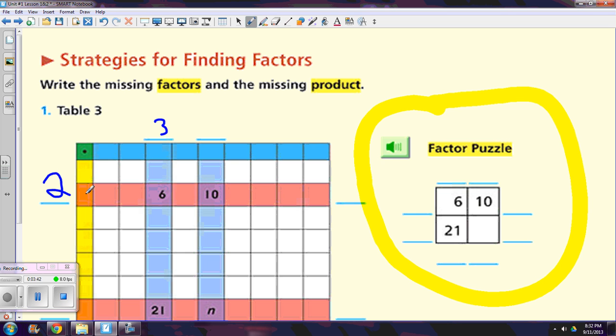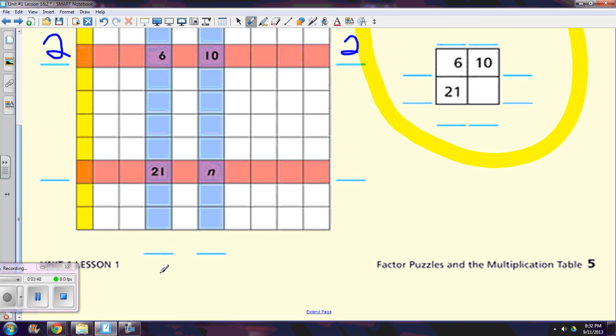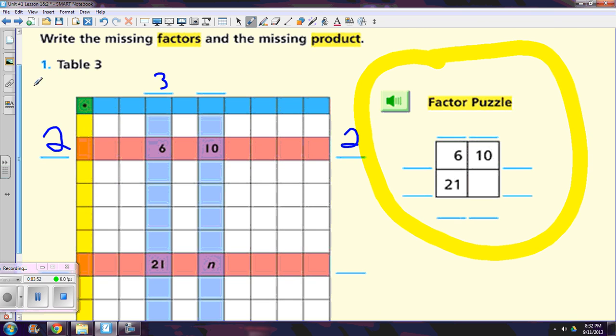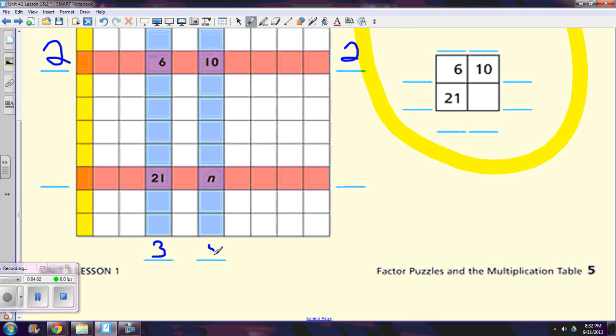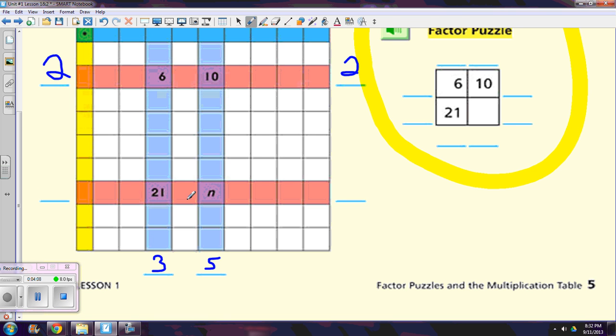Now, when you do that, you need to bring over the 2, and then you will also need to bring down the 3. Now, to complete this factor puzzle, 2 times what number equals 10? 2 times 5. Bring the 5 down. And now, we're not quite done. We still need to figure out the 21, and then we have the variable n.